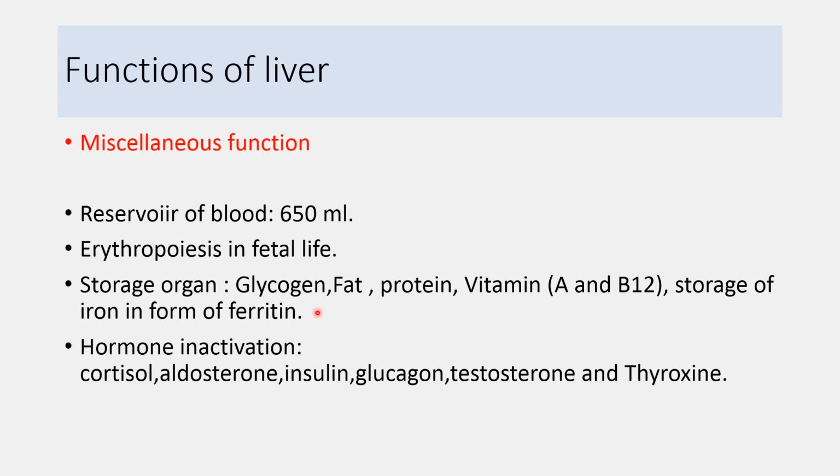Hormone inactivation also occurs in the liver by various metabolic processes, particularly cortisol, aldosterone, insulin, glucagon, testosterone, and thyroxine. They are inactivated in the liver. So whenever a patient develops hepatic damage, the concentration of all these hormones increases, which can produce various signs and symptoms.